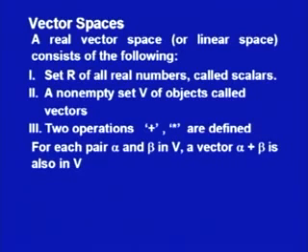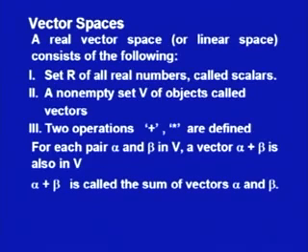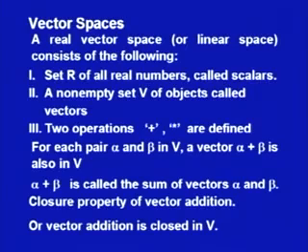plus is defined on the set of vectors. So, if we have a pair alpha and beta in V, then another vector alpha plus beta is also in V. We say alpha plus beta is the sum of two vectors alpha and beta, and if this is also in V, then we say vector addition satisfies the closure property, or we say vector addition is closed in V. Now, this vector addition must satisfy the following axioms.